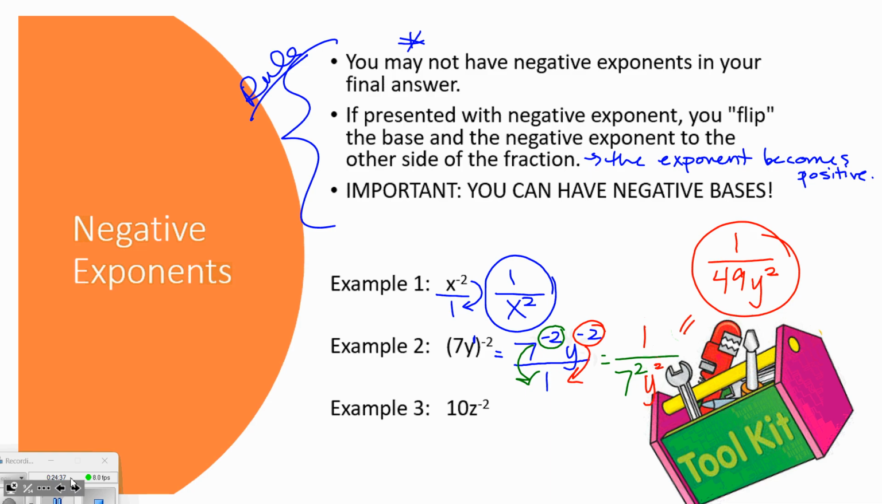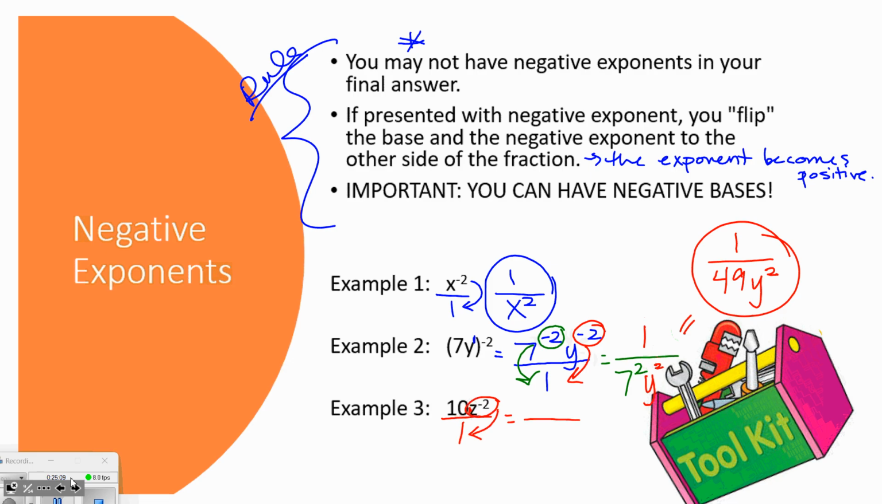Okay, example number 3. Notice I don't have parentheses here. So the only thing being raised to the negative second power is the z. Kind of like what we talked about before, there's 0 as an exponent. This means 10 times z to the negative second. So I got to get rid of that negative exponent by flipping it to the other side of the fraction. But what is that negative 2 flipping? It's only going to flip the thing that it's connected to. So the -2 is only the exponent for the z, not the 10.